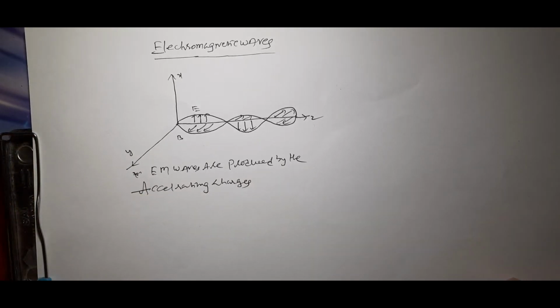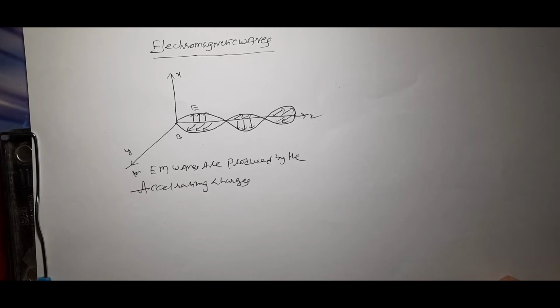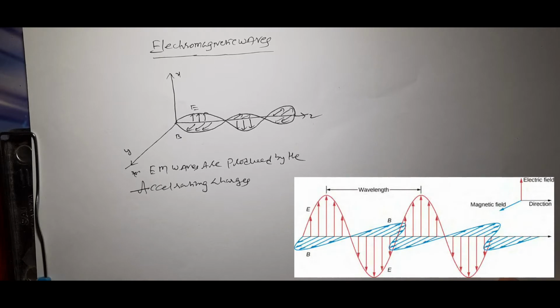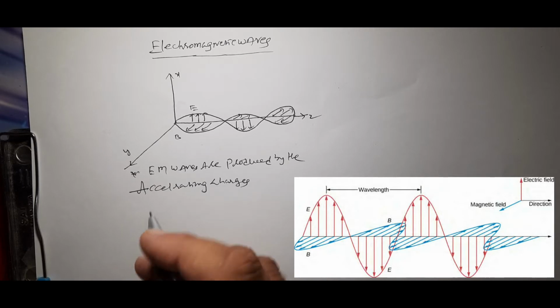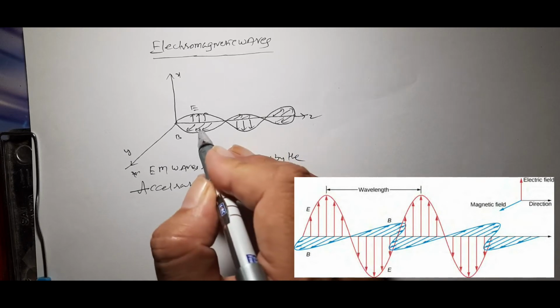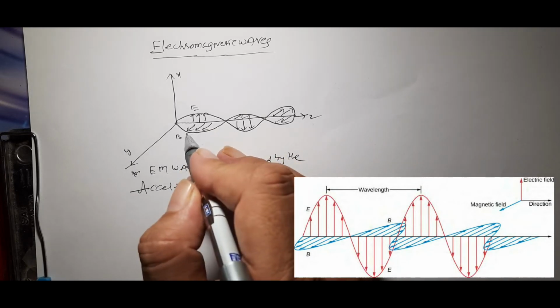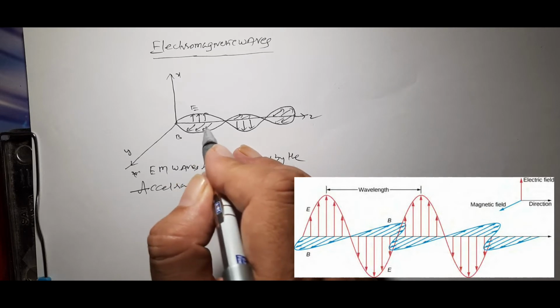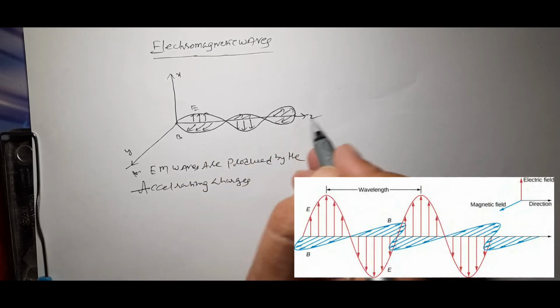When a charge is accelerated, it produces a time-varying magnetic field, which in turn produces a time-varying electric field. These two mutually perpendicular electric and magnetic fields combine together and form an electromagnetic wave. So the electric and magnetic field vibrations are perpendicular to the direction of propagation of the wave.